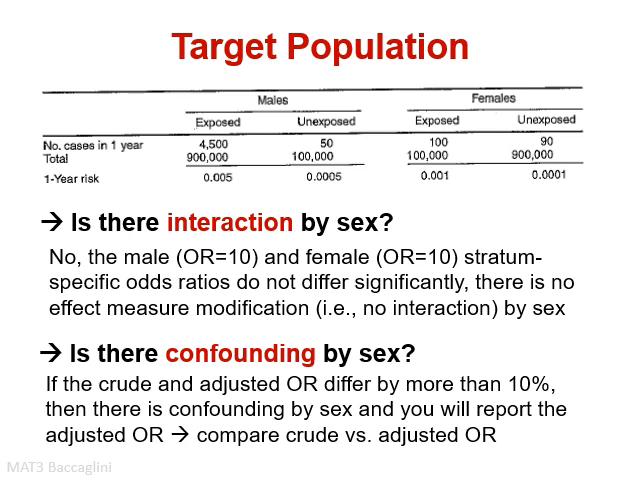So you calculated the crude and adjusted odds ratio. The question now is, do they differ by more than 10%? If they do, then there is confounding by sex, and we want to report the adjusted odds ratio. If they're not too different, then we can go ahead and report the crude odds ratio. And it is assuming that there are no other variables that we need to worry about. So how do we compare the crude and adjusted odds ratio to determine whether there is confounding by sex?